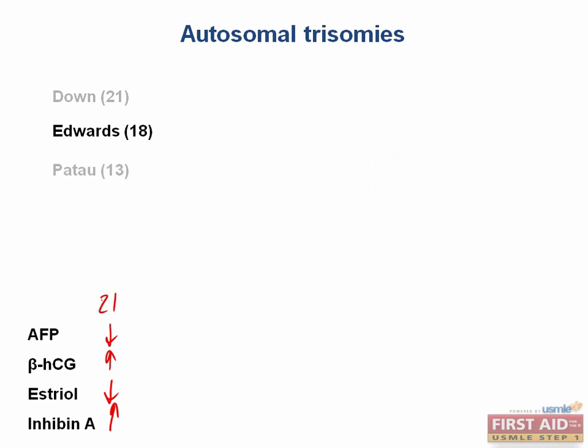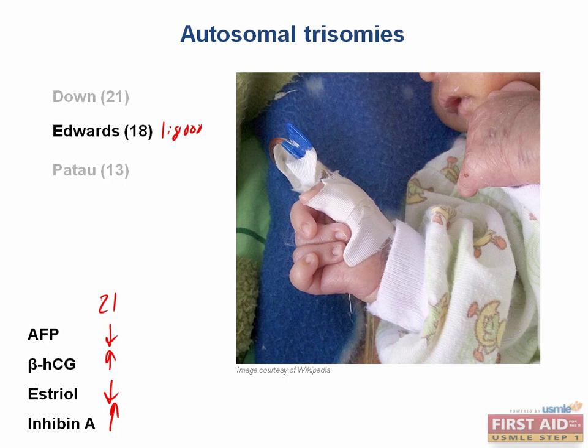Edwards syndrome is the next most common trisomy after Down, with a prevalence of 1 in 8,000. It's much more severe than Down syndrome, and patients have severe intellectual disability, rocker bottom feet, small jaws and low-set ears, clenched hands like you can see here, a prominent occiput, and congenital heart disease. These babies are usually born alive but die within 1 year of birth. On the quad screen, maternal serum is usually low for all 4 of these markers, although inhibin A can also be normal.